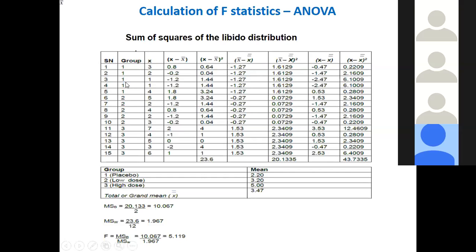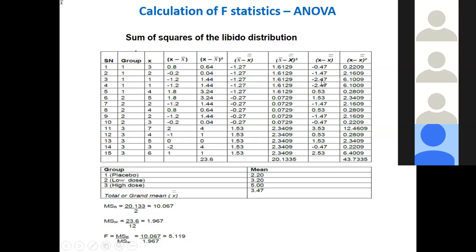This table you are seeing, look at serial numbers 1 to 15. Numbers 1 to 5 are group 1. Can you see? The placebo group. Numbers 6 to 10 are group 2, the low dose group. Numbers 11 to 15 are the high dose group, group 3. Can you see how it is arranged now?